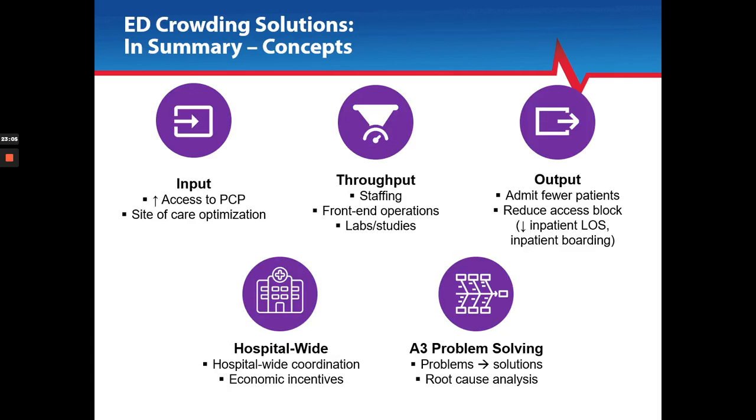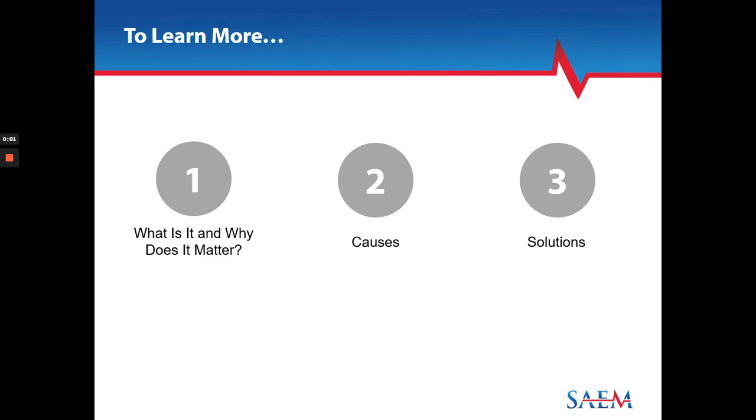So overall, we discussed 4 categories of drivers for ED crowding: input, throughput, output, and hospital-wide factors, along with interventions to target each of those categories. We also discussed the importance of using A3 problem solving or other systematic approaches to identify local root causes to ED crowding and selecting those interventions that actually address those root causes. So that was Module 3.